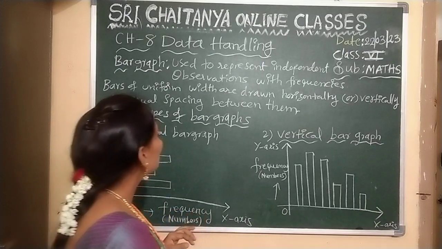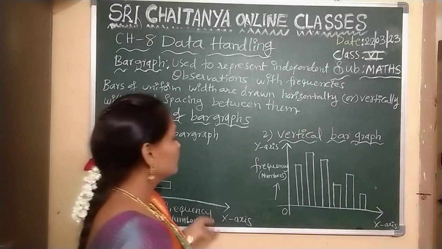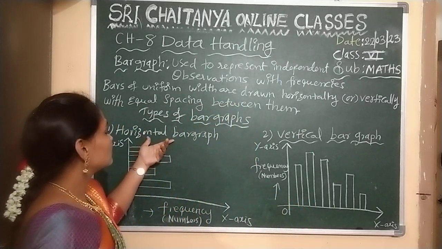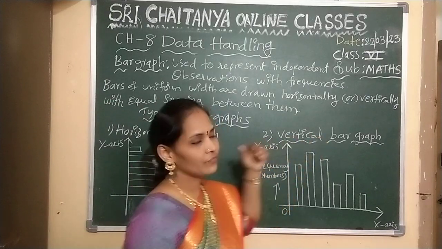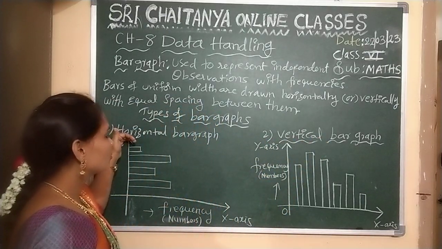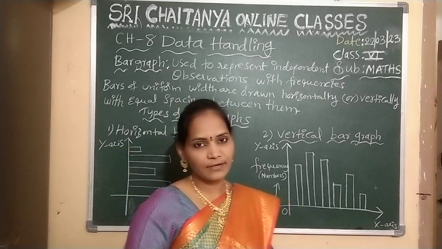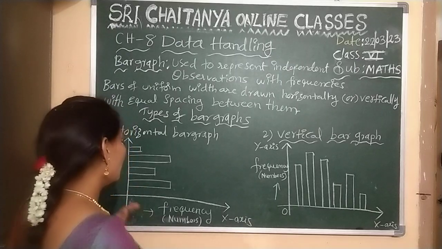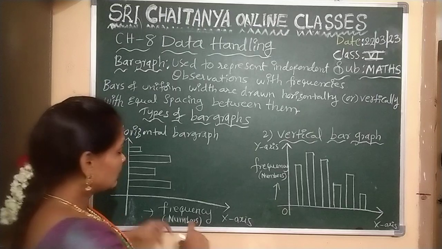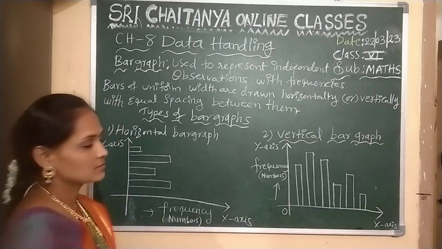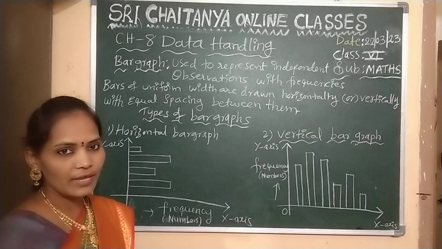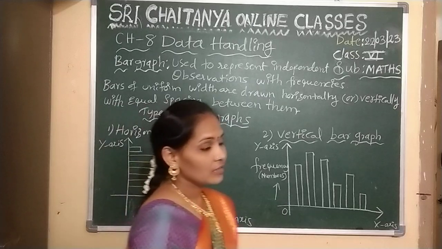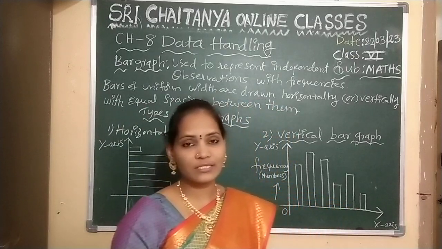Now, types of bar graphs. We have two types of bar graphs: we can draw a horizontal bar graph or a vertical bar graph. How to plot a horizontal bar graph? See here, in a bar graph we have an x-axis and a y-axis. The horizontal line we call the x-axis, the vertical line we call the y-axis, right? Here, the numbers that you take, we call as frequency.